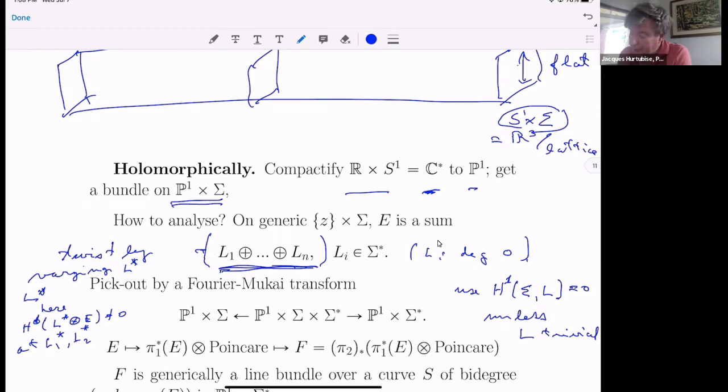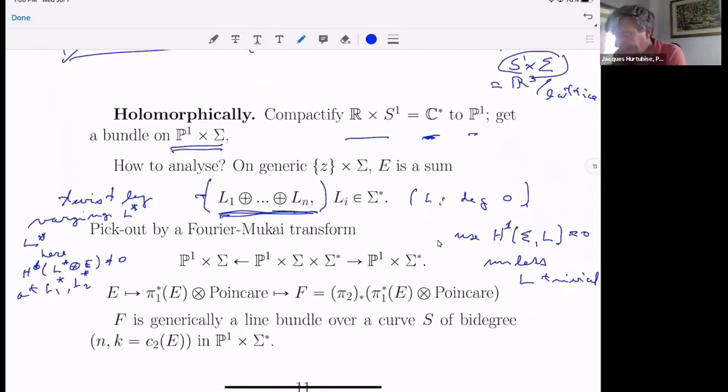Now, what this amounts to in more concrete or general terms is what's called a Fourier-Mukai transform. So you start with your bundle on P1 cross Σ, you lift it to P1 cross Σ cross the dual torus, so the degree 0 line bundles. And then there's a universal line bundle on Σ cross Σ star called the Poincaré bundle that basically realizes all of these L stars in turn. And then you take, I suppose, a first direct image. And that's the process that will give you a spectral curve.